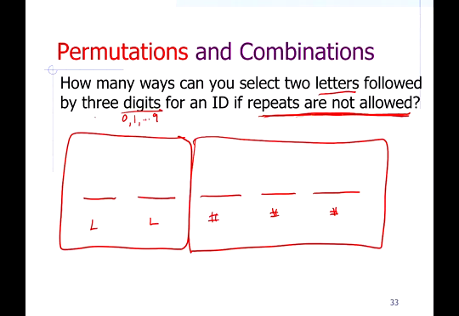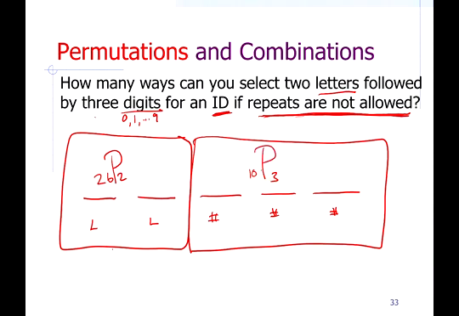Well, the fact that repeats are not allowed and it's an ID. Obviously, if it's an ID, order matters. So when we're picking the letters, we're picking 2 out of 26 letters. And then we're picking the numbers. Well, we have 10 digits to choose from, and we are picking 3 of them.